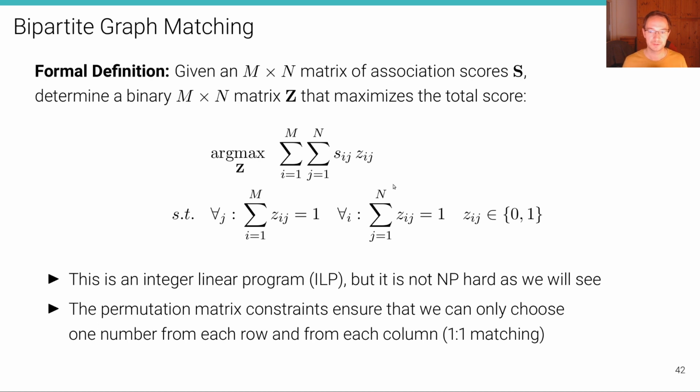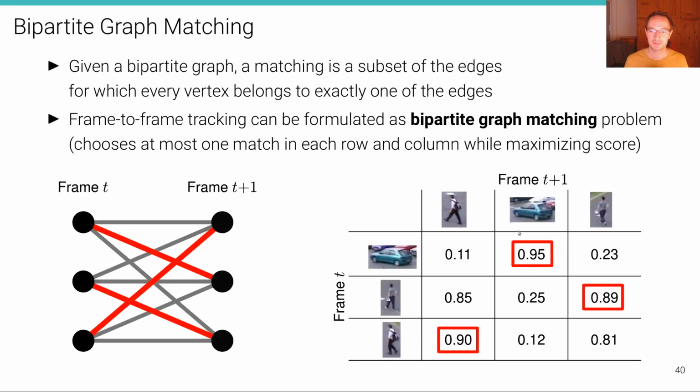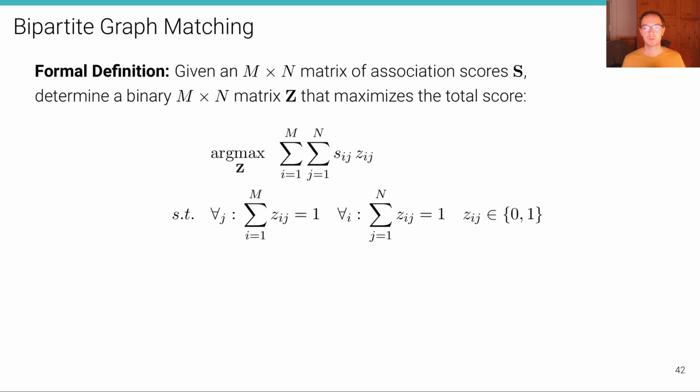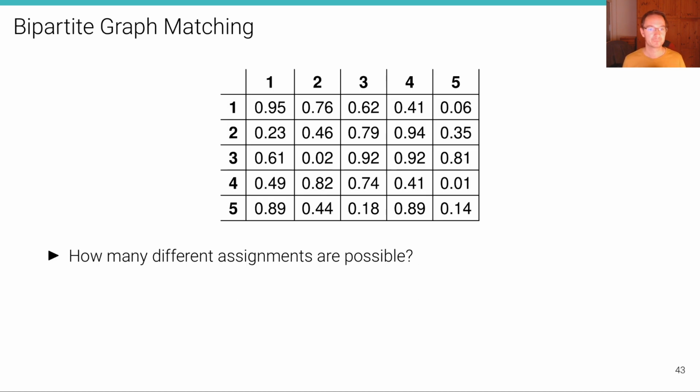And these constraints here ensure that we can only choose one number from each row and from each column. So we want to find a 1-to-1 matching. That's what we discussed here, right? So we don't want to match this track to 2 detections, but just to 1. We don't want to match this detection to 2 tracks, but just to 1. Okay? So this is just the definition, the problem setting. The question is, of course, how to solve it. First of all, how many different assignments are possible?